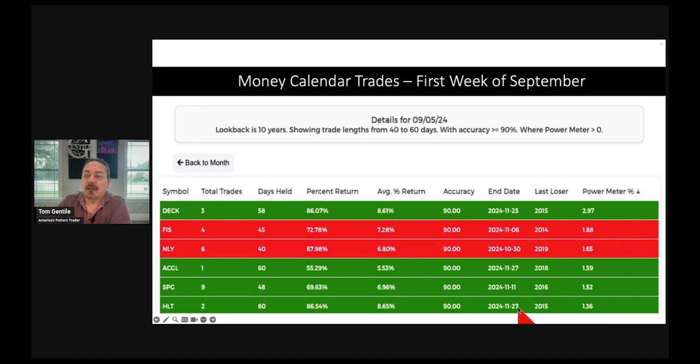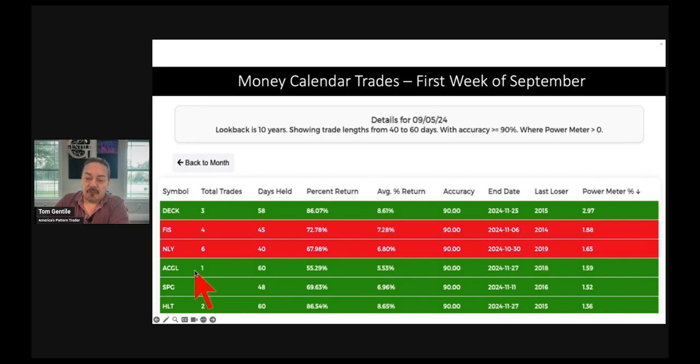What you can see here is I picked this from the first week of September. I picked it on September 5th. And what you can see is Decker Outdoors is on here. That's a 58-day trade, and it's showing an average return of 8.6%. All right, but it goes all the way out to November 25th. So this is taking us out to almost Thanksgiving. Then you've got FIS and NLY. Those are bearish trades. So even in the long-term bullish stuff, we're still finding some bearish opportunities, right, that go out to the beginning of November, and then NLY is the end of October.